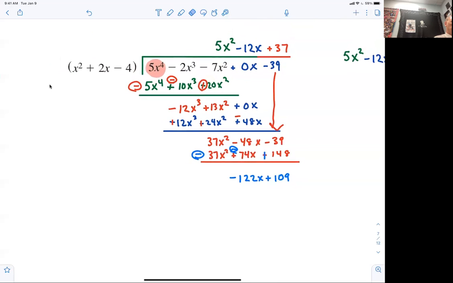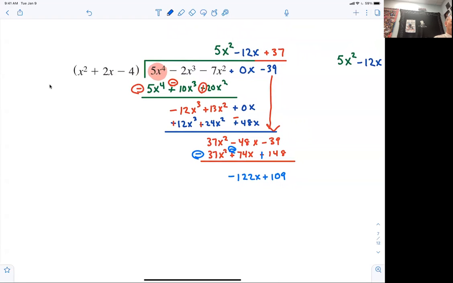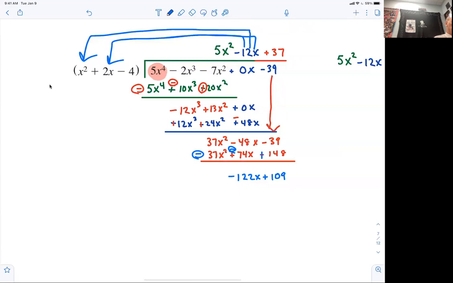I'm multiplying, come on now, make sure you're hearing me. I'm multiplying this times this times this, and this times this. Oh, so, you hear me now, right? Yeah. You make sense?